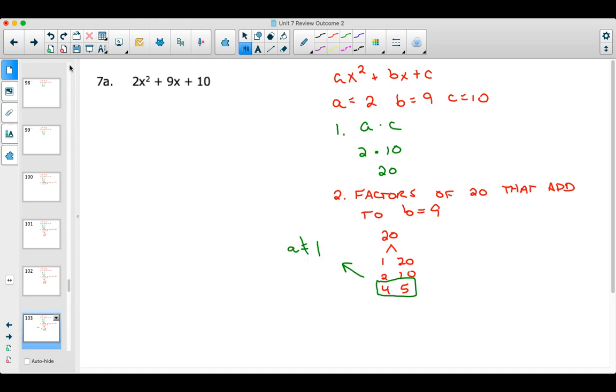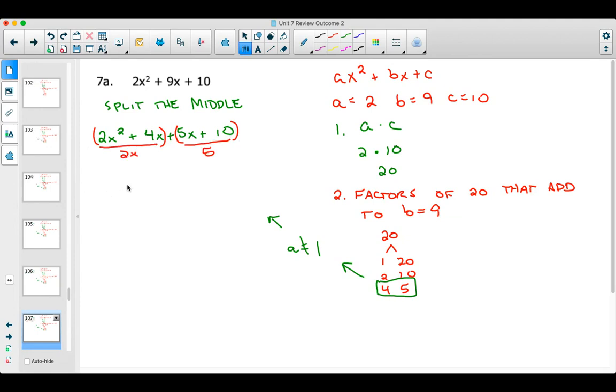Next, I'm going to split this up into 2 parts. I have 2x squared plus 4x, and then 5x plus 10. My GCF for the first half is 2x. My GCF for the second half is 5. That goes out front of my parentheses, and when I divide, 2 divided by 2 is just 1. X squared divided by x is just x.